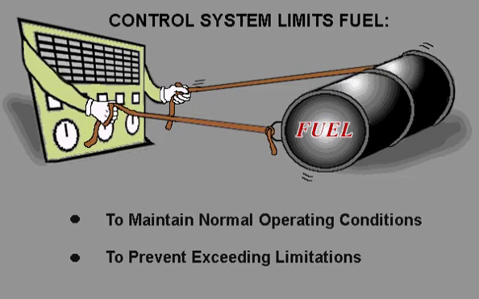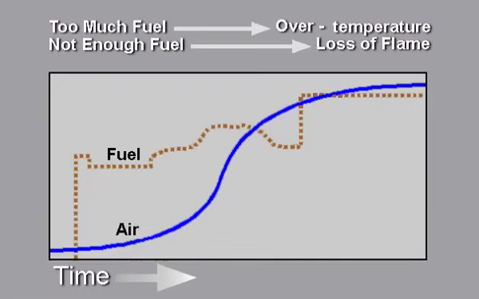The control system must limit the amount of fuel entering the turbine in order to maintain the normal operating conditions and to prevent exceeding the limitations. The amount of fuel needs to be limited to ensure a proper fuel-air mixture across the range of operation. Too much fuel results in over-temperature. Not enough fuel results in loss of flame in the combustors.